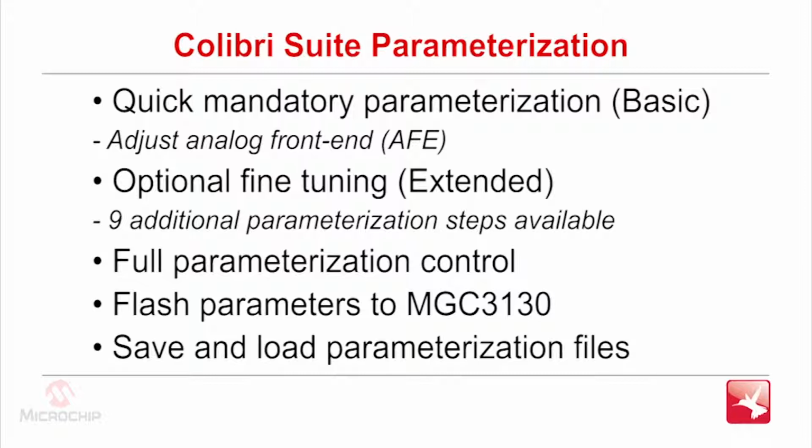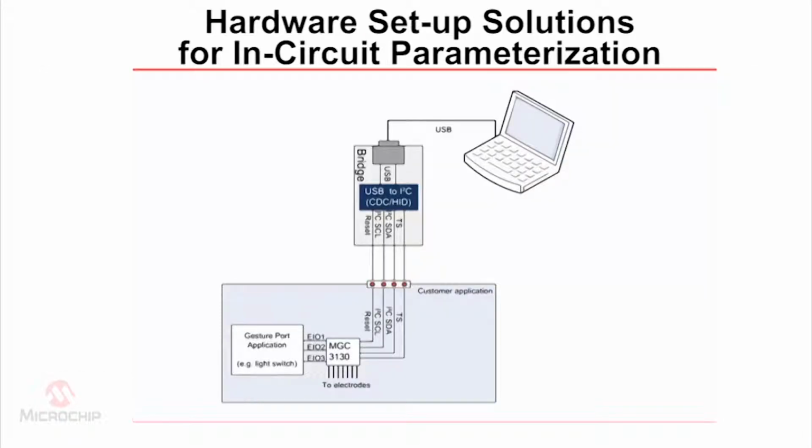For the best user experience of all GestIC features, it is mandatory to perform the parameterization steps using the final target system. Any hardware change may require an adjustment of MGC 3130 Colibri parameterization. Thus, we recommend providing the option for an in-circuit parameterization in the customer's design. For this, Aurea needs access to the MGC 3130 via the I2C interface.